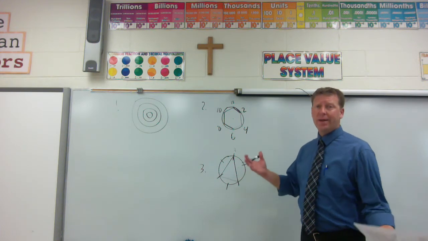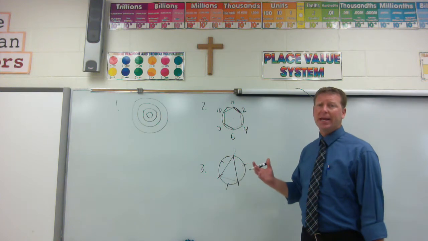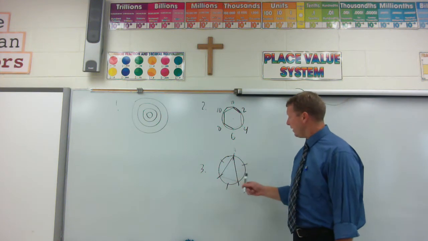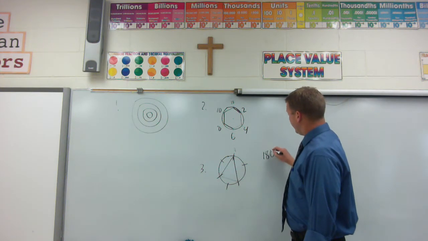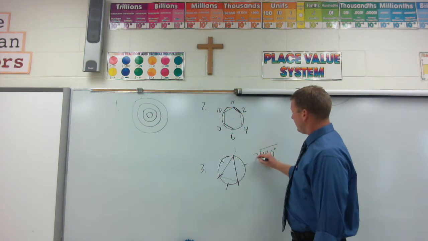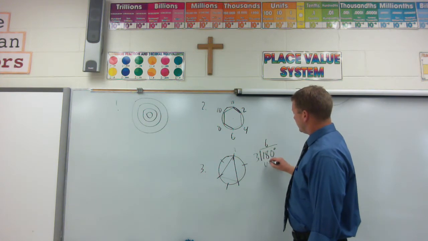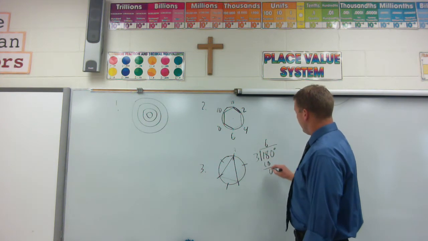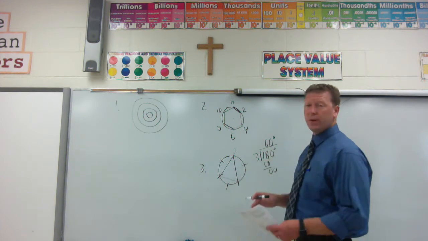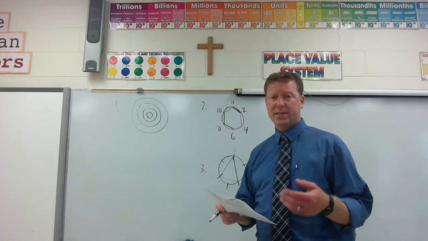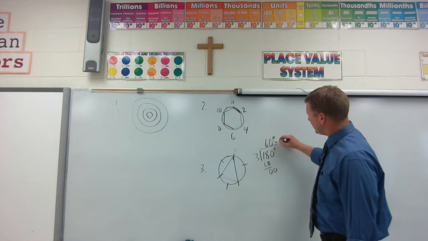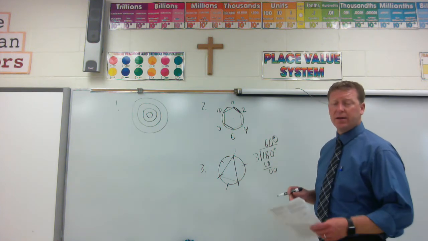If you know that triangles add up to 180 degrees. How many sides on a triangle? 3. So I took 180 degrees, I divided it by 3, that goes in there 6, that's 18, 0, 3 goes into 0, boom. I have my answer for number 4. 60, that little shaded box is what gets your degree sign in your box.